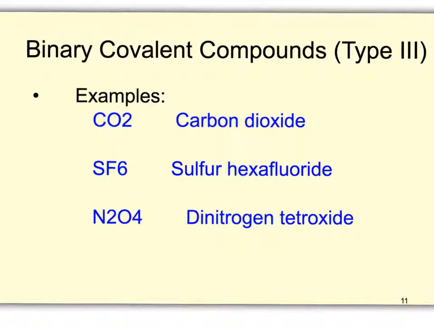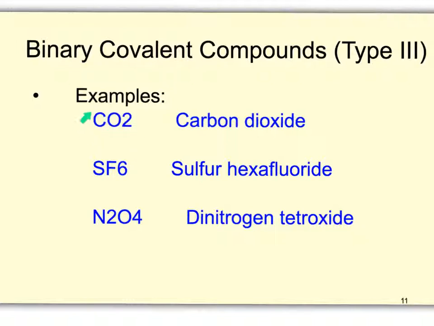Now here we have binary covalent compounds. Now we know that each of these is binary because only two elements are present, and they're covalent because we have two nonmetals in each example. Now in our first example that we're looking at, CO2, we would name carbon. We have two oxygens. Prefix for two is dioxide.